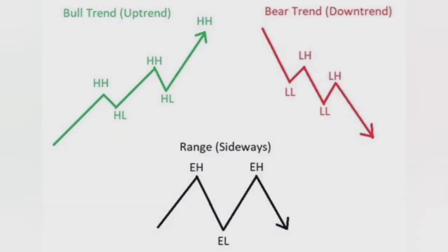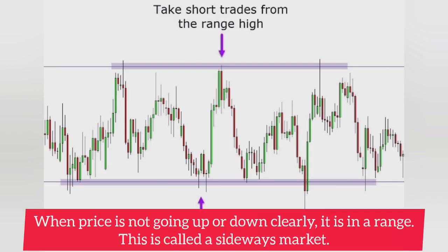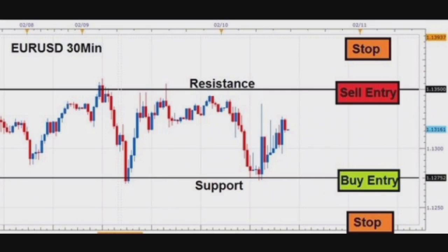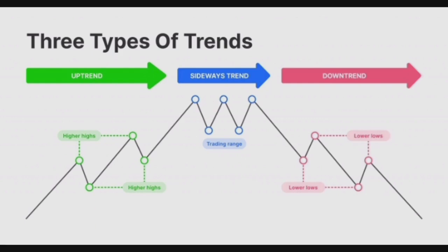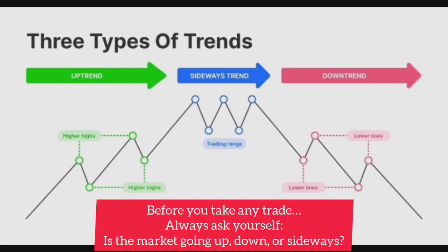We also have a third type of market, which is called the ranging market or the sideways market. And this is characterized by price making equal highs and equal lows. So when price is not going up or down clearly, it's in a range, and this is called a sideways market. So traditionally, when you want to trade the ranging market, you look for buying opportunities when the price gets to the support, right? And then you look for selling opportunities when the price gets to the resistance level. So before you take any trade, always ask yourself, is the price going up, down, or sideways?